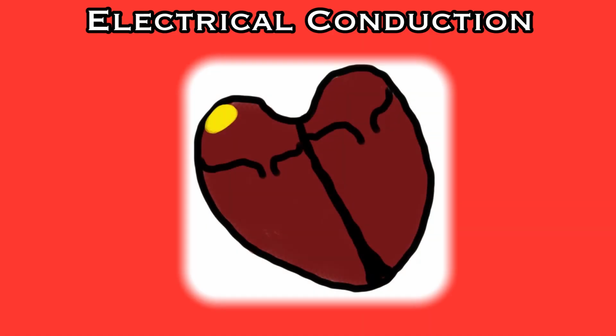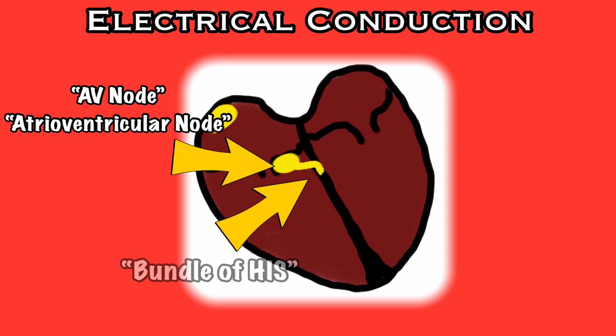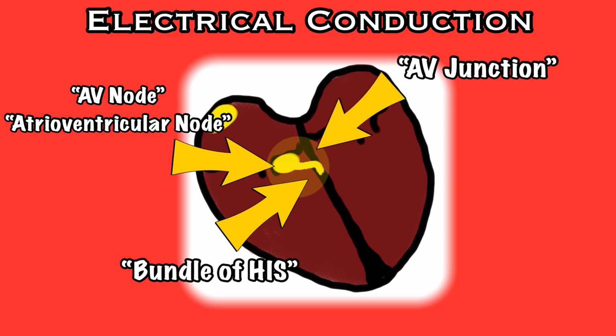In order to get into the ventricles, the impulse has to pass through the AV node, or the atrioventricular node. This cluster of cells acts as the gateway from the atrium into the ventricle. The AV node, combined with another cluster of cells that comes off the ventricular side of the AV node, called the bundle of His, create what is known as the AV junction. A junction is where two things are joined, so the AV junction is where the atrium and the ventricle come together.